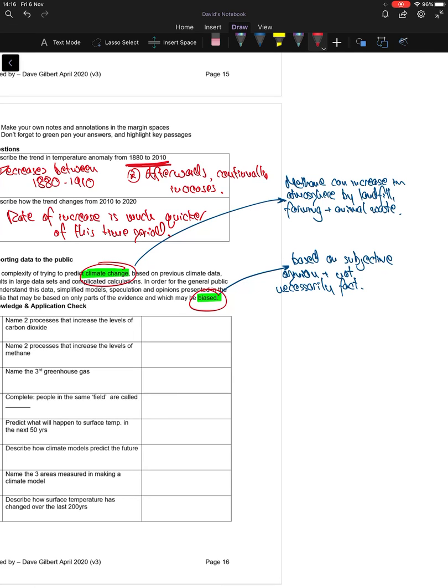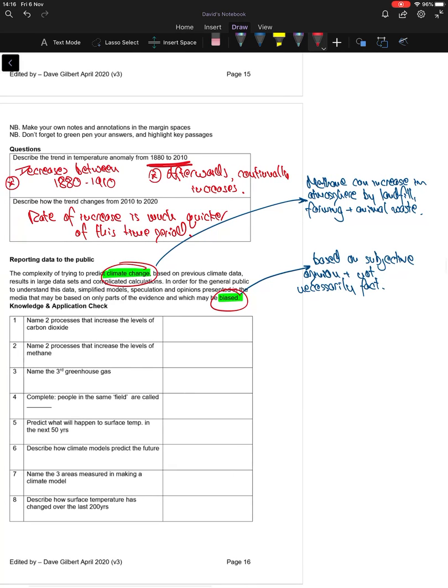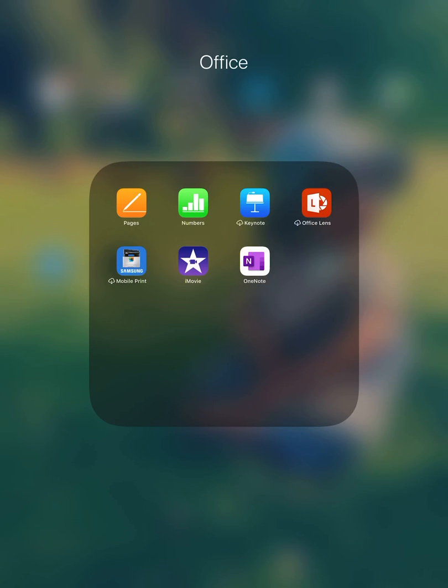So, climate change is a change in climate. Simple as that. And it's caused by a variety of different things.